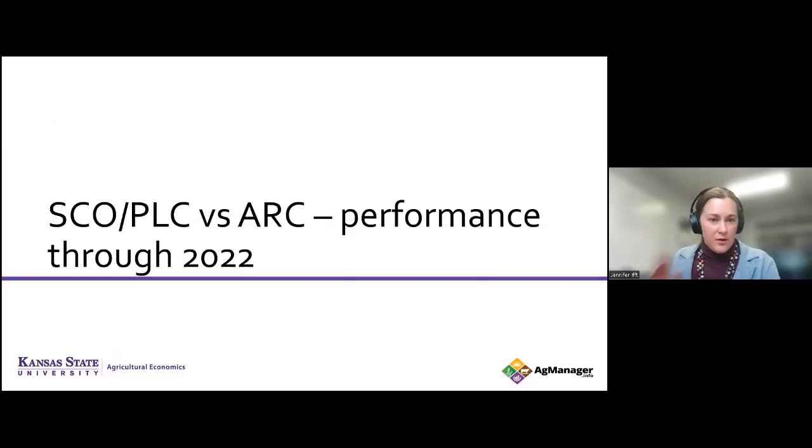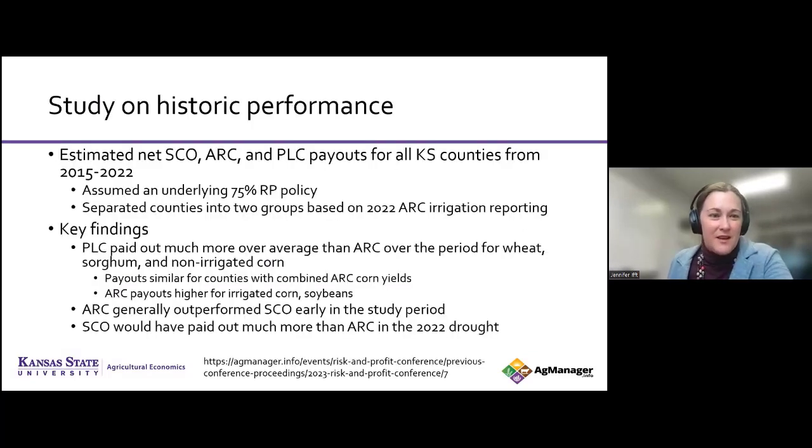Next, I want to take a look back at how SCO has performed relative to PLC and ARC from 2015 to 2022. History doesn't tell you what's going to happen in the future, but it does give us a good idea of how these policies work. We estimated your net SCO, ARC, and PLC payouts for each Kansas county from 2015 to 2022. We assumed an underlying 75% revenue protection policy, trying to make ARC and SCO as comparable as possible.